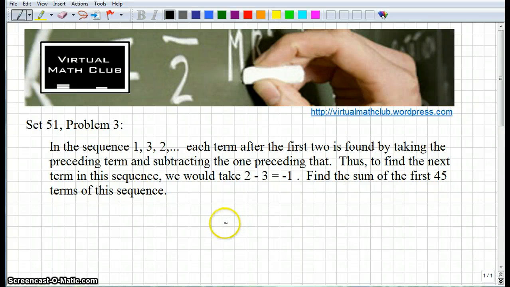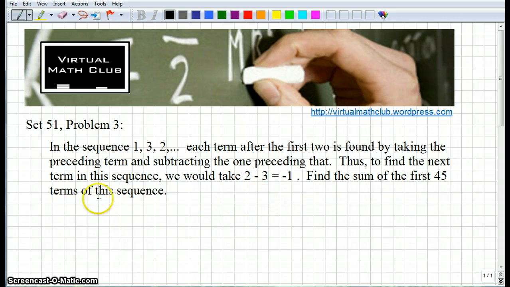All right, in problem number 3, we've got this sequence 1, 3, 2, where each term after the first two is found by taking the preceding term and subtracting it from the one preceding that. So, for example, the next term in this sequence would be 2 minus 3, which is negative 1. And the question is, what is the sum of the first 45 terms of this sequence?